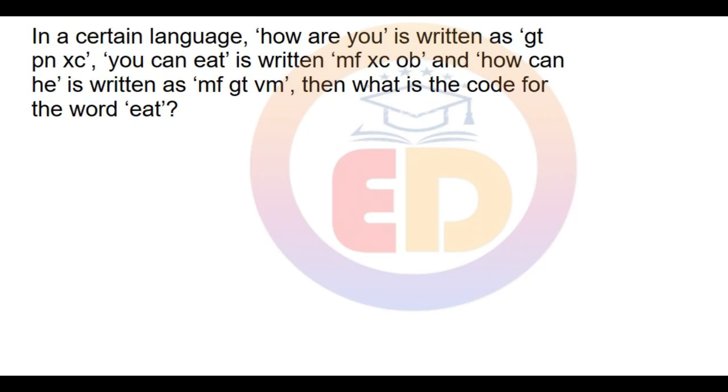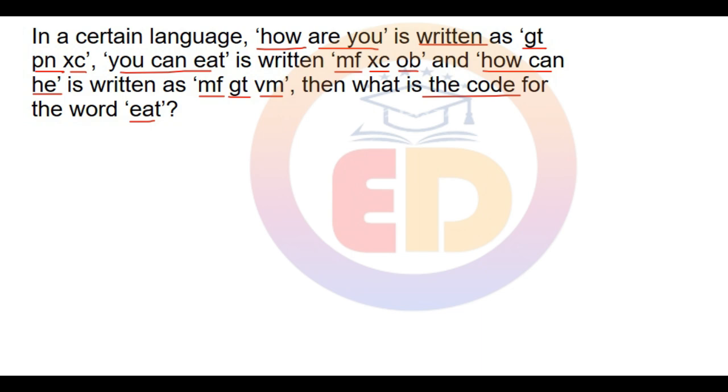Question says, in a certain language, how are you is written as GT PN XE. You can eat is written as MF XE OB. And how can he is written as MF GT and VM. They are asking for what is the code for eat.